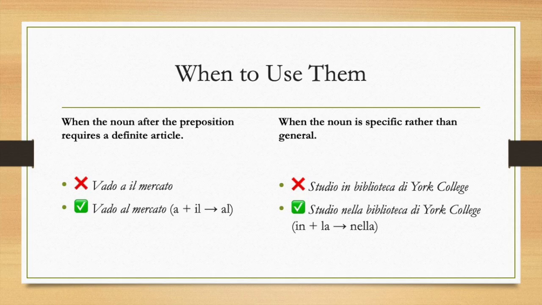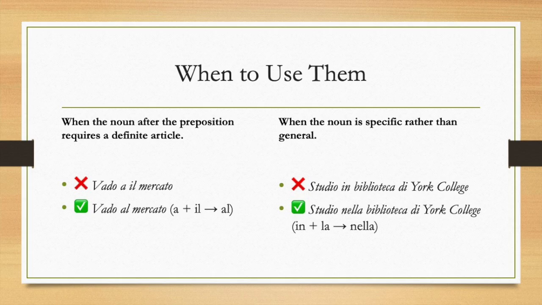And you can't write them as separate words. So it would be incorrect to write or say vado a il mercato. Instead, you have to say vado al mercato, because a plus il becomes al. You will see all the combinations later.